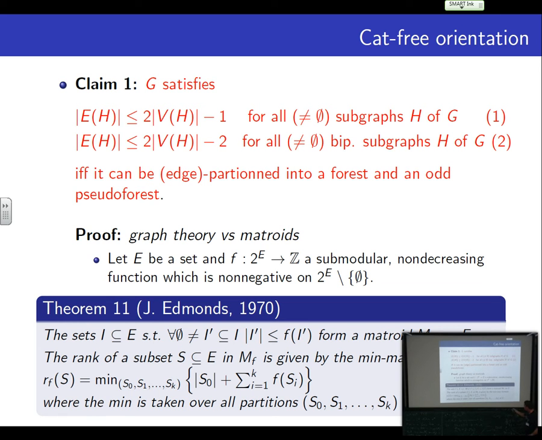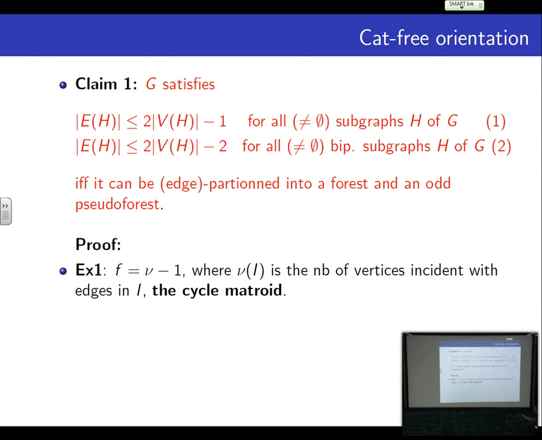And this follows basically from various results in matroid theory, namely the first one: if you have a submodular function here, and you define independence as the size of a set being at most the function on the set, then this is a matroid, that's well known. And so then one example, if I define the function to be, for every edge set, the number of vertices that are incident with the edges, this is a circuit matroid. You can see this is just another way of describing the circuit matroid.